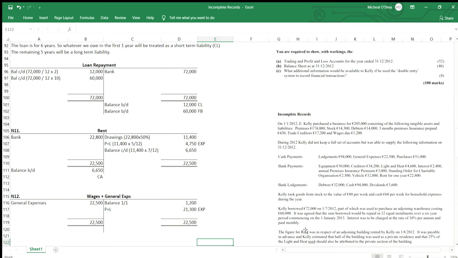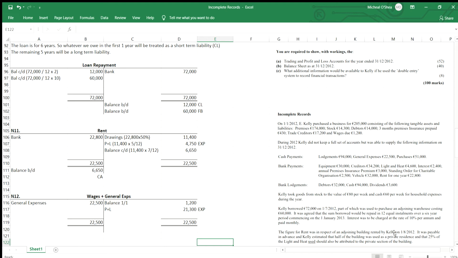Now we can see here at the bottom that rent was for a building and that half of the building was for private residence. So without even looking at how much of the building we use this year or next year, we know straight away that half of it was for private residence. So let's start with that. Half of what we paid goes to drawings, and that'll go into our drawings account. Now for the remaining amount, which would be the other half, the other 11,400, we have to look at the date.